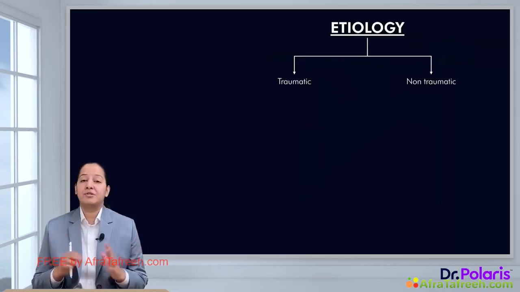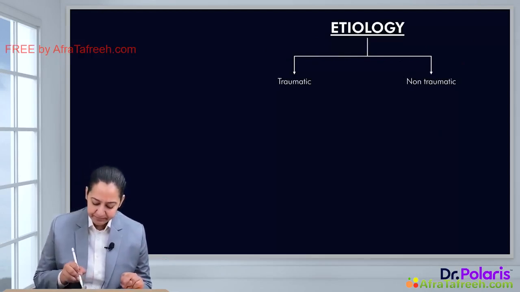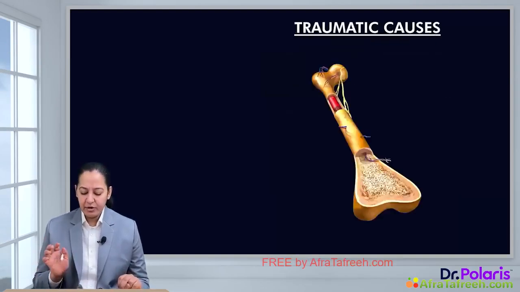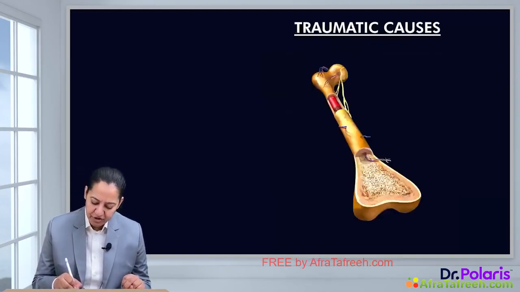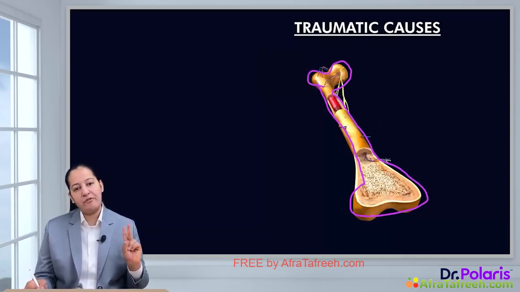Now, what is the pathogenesis? How is a fat embolism formed? Etiology is of two types, traumatic and non-traumatic. So what are the traumatic causes? This is a bone marrow. You can appreciate this is a long bone. Inside the long bone, there are two types of bone marrow, red bone marrow and yellow bone marrow. In the yellow bone marrow, fat is present.